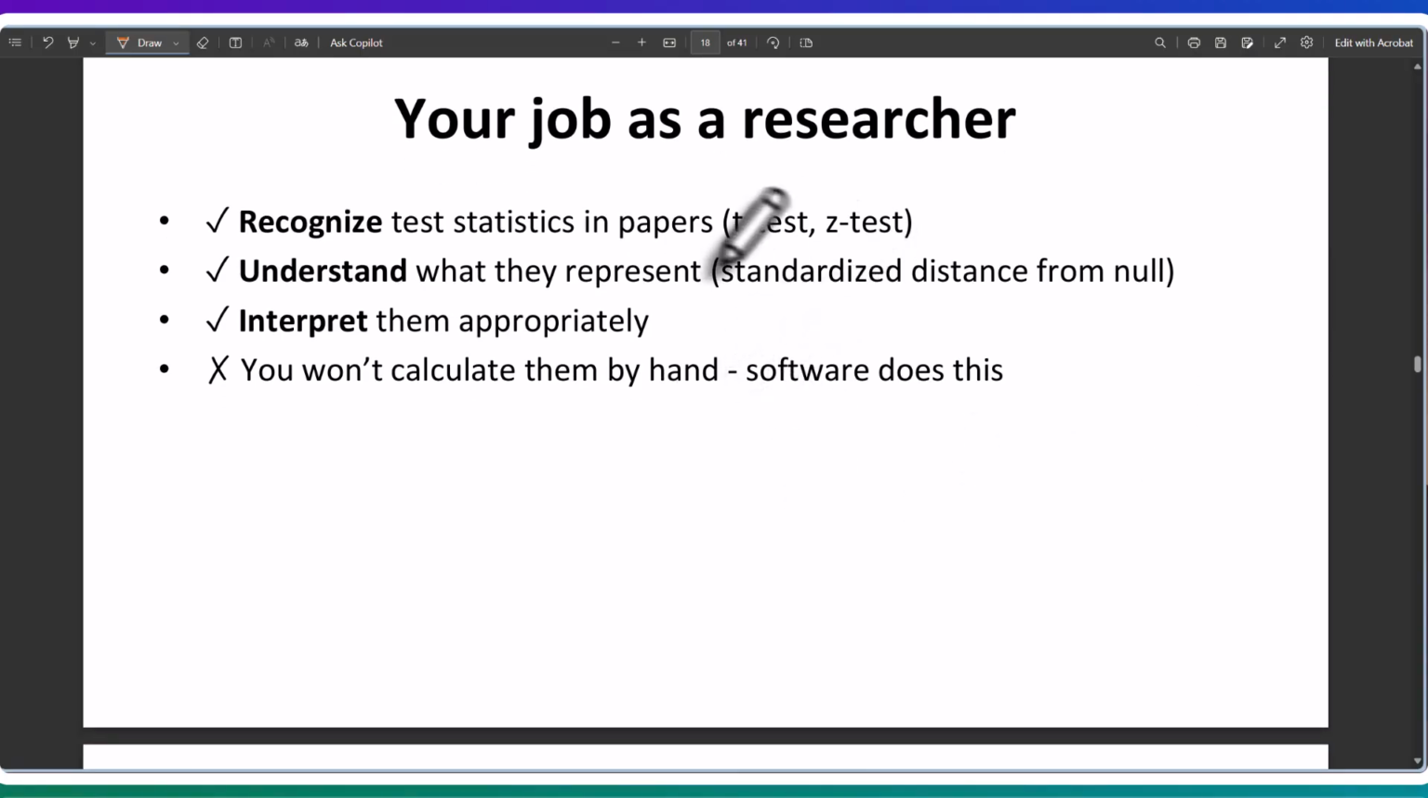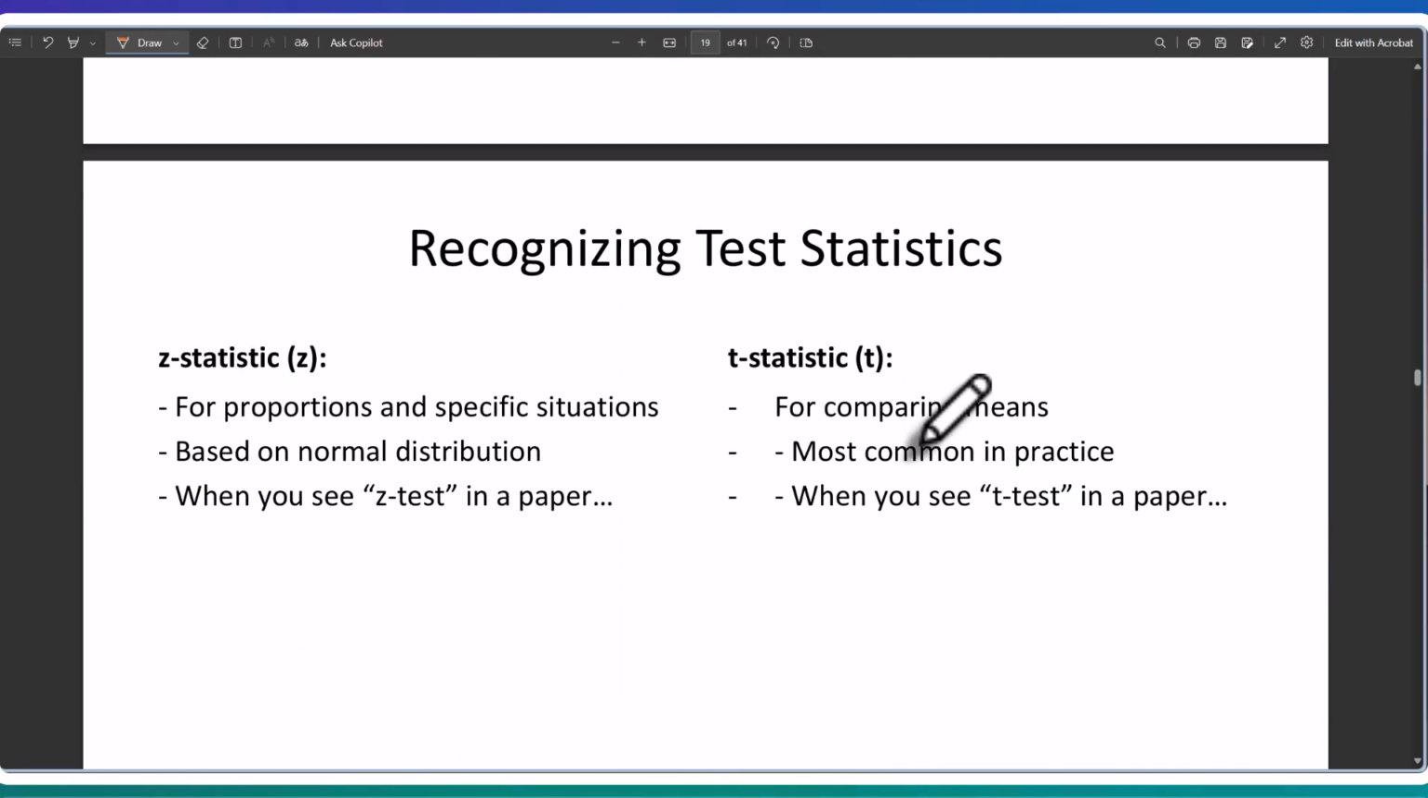Of course, I will never have you actually calculate a t, and we will get into this. So you should be asking, well, t-test, what's that? We'll get into that in a minute, but just recognize that these test statistics exist because of that standardization. But you don't actually ever need to calculate them because software will actually do it.